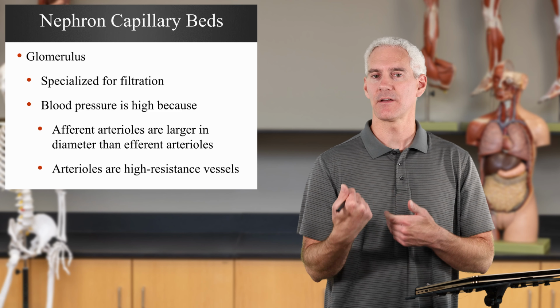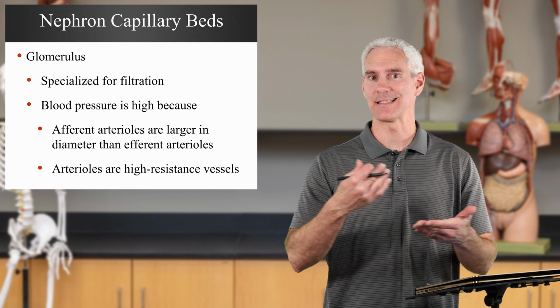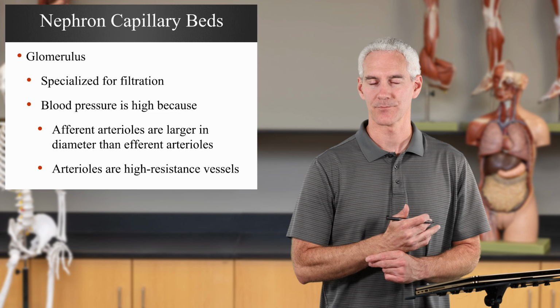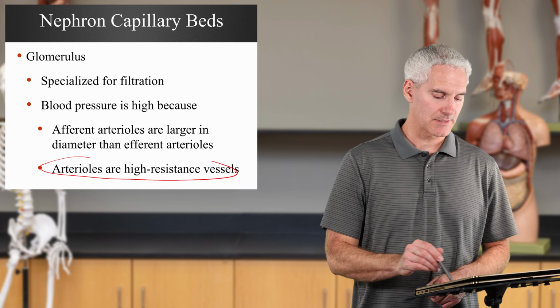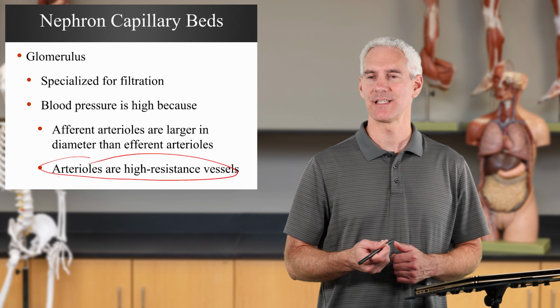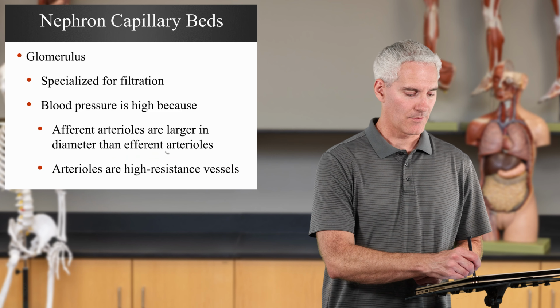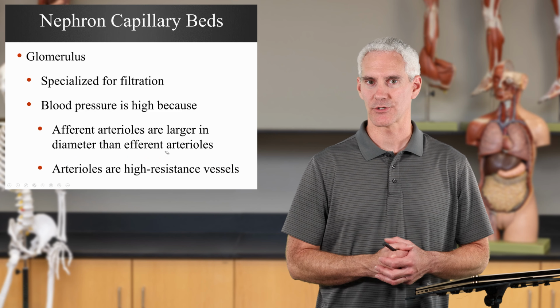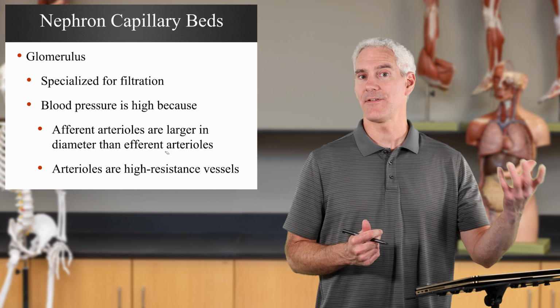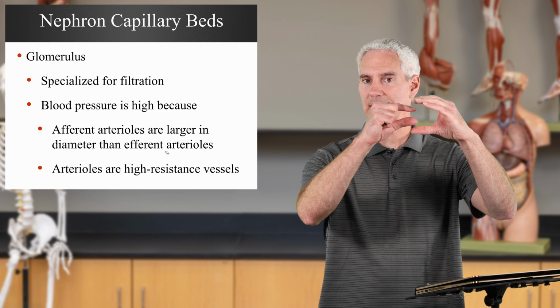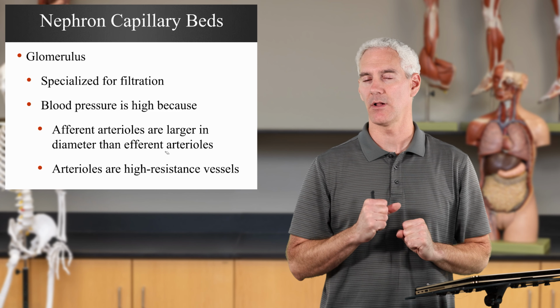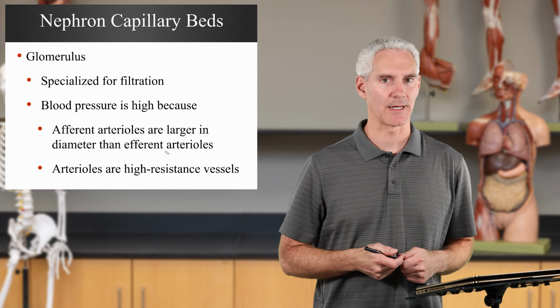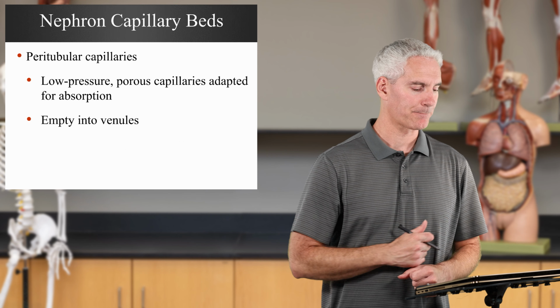And then the blood leaves via the efferent, or exit, arteriole. Remember that arterioles are high resistance vessels. The whole point is to change pressure. So afferent arteriole in is one size, efferent is a different size out, smaller, which creates a pressurized glomerulus.